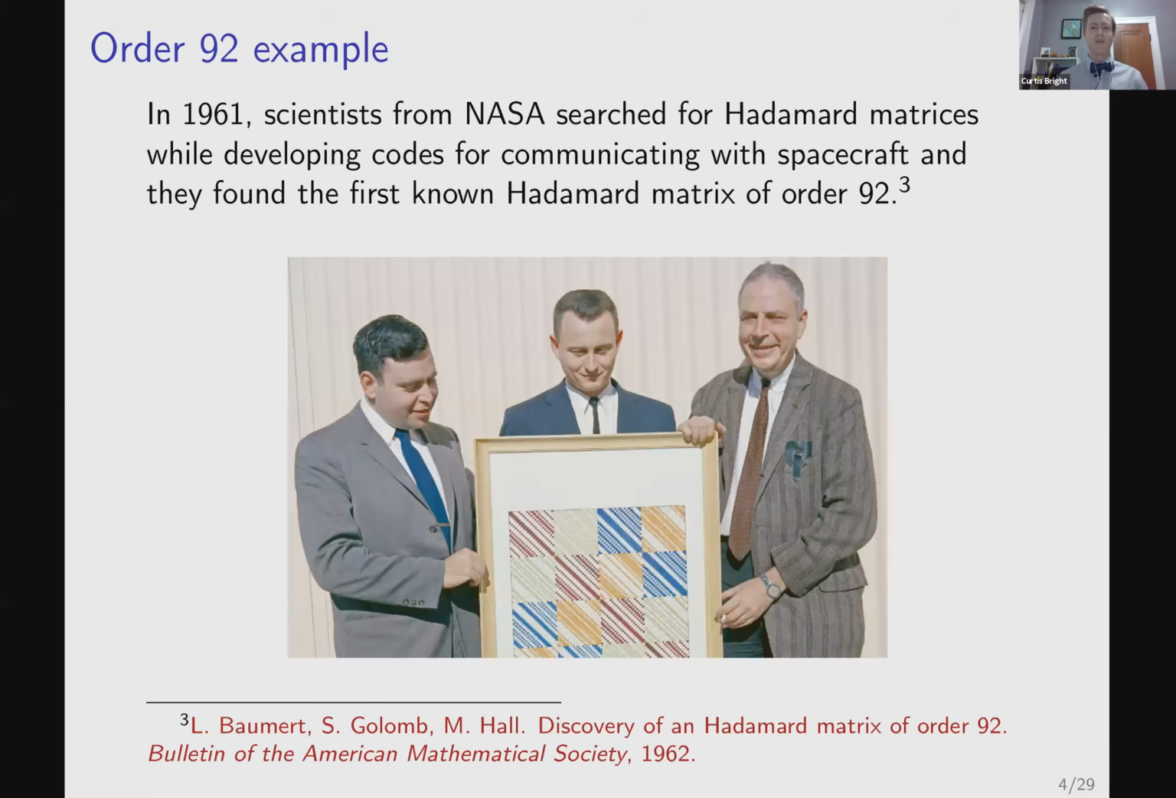And this is one really nice one. I love this photo. This is from a NASA press release in the 1960s, and here you see three scientists, very proudly standing next to a framed copy of a Hadamard matrix that they found. This was the first known Hadamard matrix of order 92. They were interested because they wanted to communicate with spacecraft, and Hadamard matrices are useful for constructing error-correcting codes.